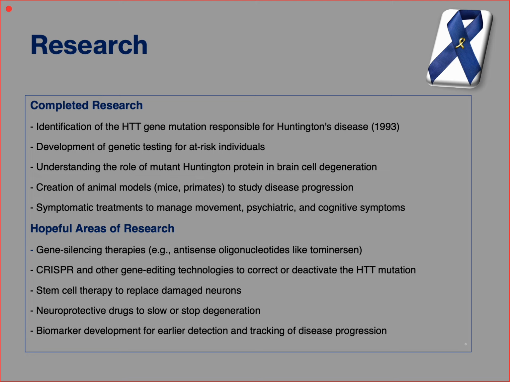In hopeful areas of research, there is gene splicing therapies, CRISPR and other gene editing technologies to correct or deactivate the HTT mutation, stem cell therapy to replace damaged neurons, neuroprotective drugs to slow or stop degeneration, and biomarker development for earlier detection and tracking of disease progression.